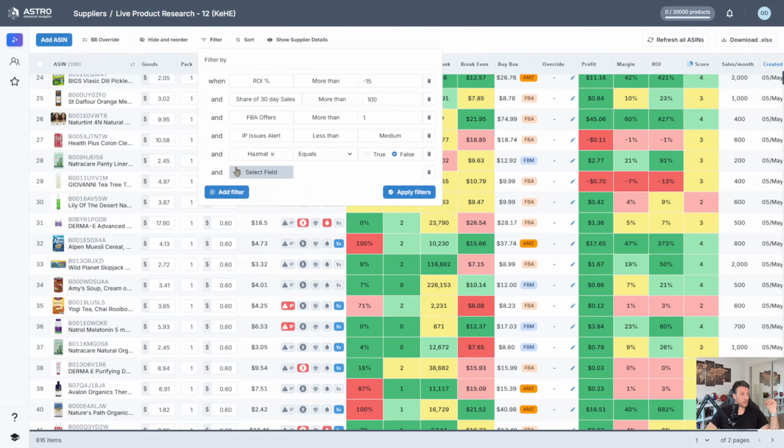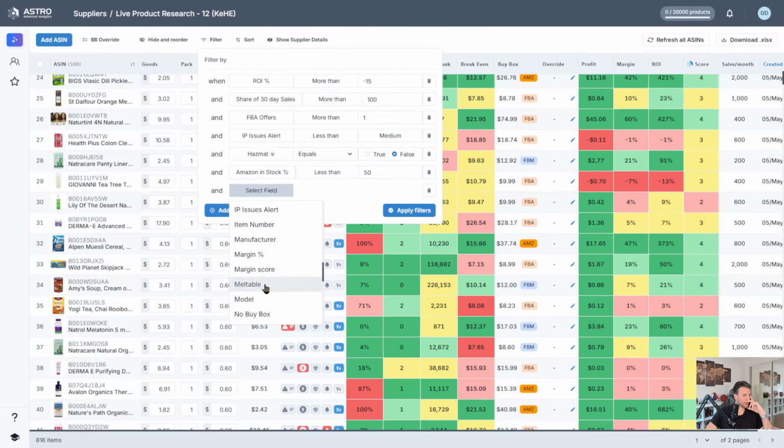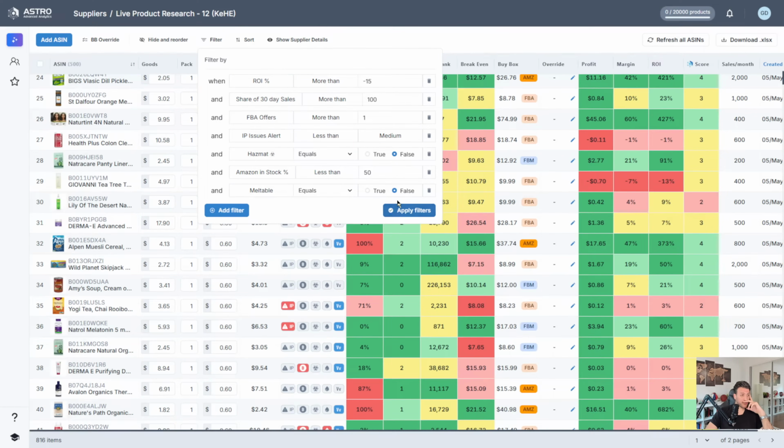Next, I don't want to see products with too much Amazon in stock. So I want to say Amazon is in stock less than 50% of the time. And let's see, so we have 1, 2, 3, 4, 5, 6 filters. I think that's enough for now. Oh, let's remove the meltables as well. So there's a meltable right there. Let's remove the meltables. So meltables is false. I think that's good enough.